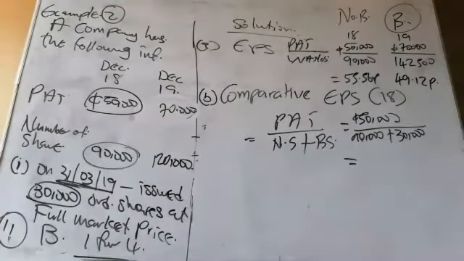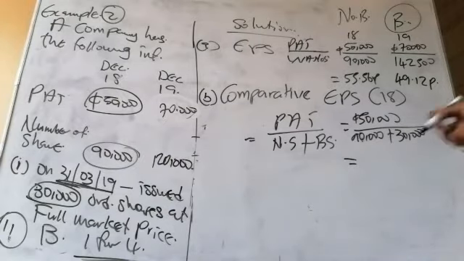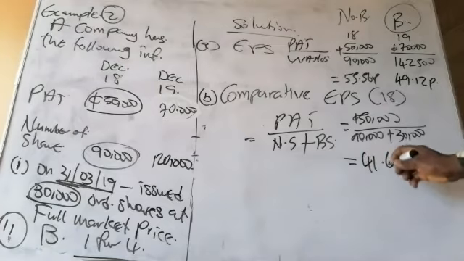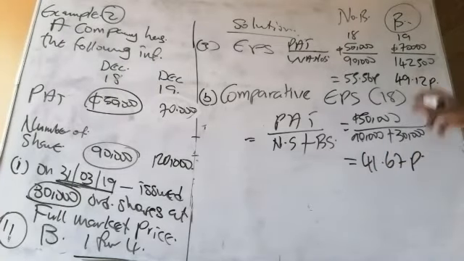So in short, the 50,000 is about 120,000, and realize that they've done far better in 2019. So 50 divided by 120 is 41.67 pesos. So now you can compare. They've done well in 2019.